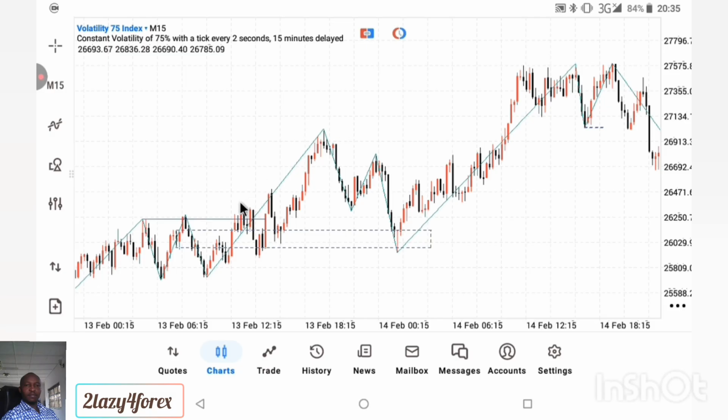Very simple. It works on 5 minutes chart. Though 5 minutes is not easy, it works on 5 minutes chart. It works on 15 minutes. It works on 30 minutes. It works on 1 hour chart. It works on 4 hours chart.